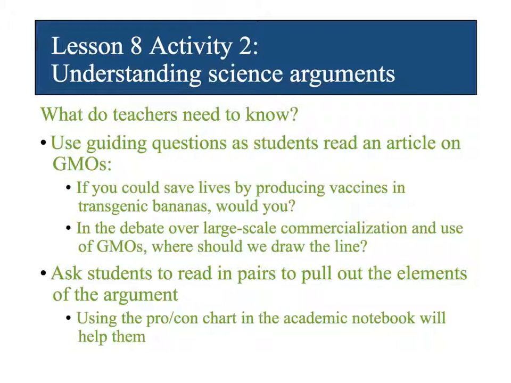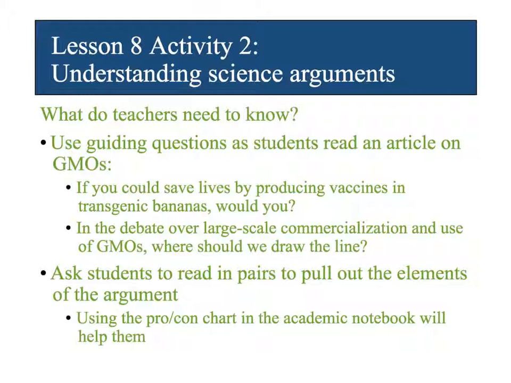So students will read an article on GMOs that is listed in your lesson plans, and they're going to think about it using the following guiding questions. If you could save lives by producing vaccines in transgenic bananas, would you? And in the debate over large-scale commercialization and use of GMOs, where should we draw the line? So these are two ideas related to biotechnology and health, right? So if we can do it, should we do it? And those are things that they want to be thinking about as they go through their own research process.